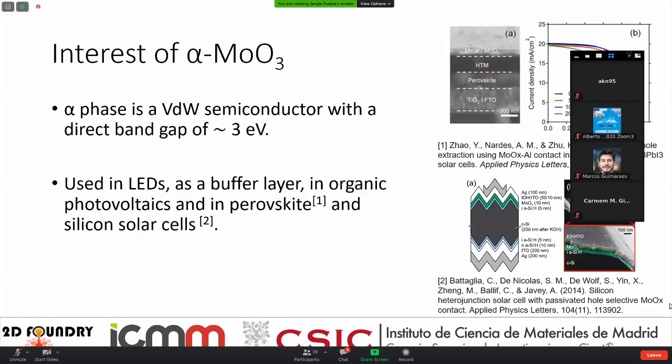So we are interested in this type of flakes. This molybdenum trioxide flakes phase is a van der Waals semiconductor, and it has a direct band gap of 3 electron volts. It has been used as a buffer layer and as a whole structure in different types of solar cells, for example of perovskite or silicon also, and has been used also in light emitting diodes.